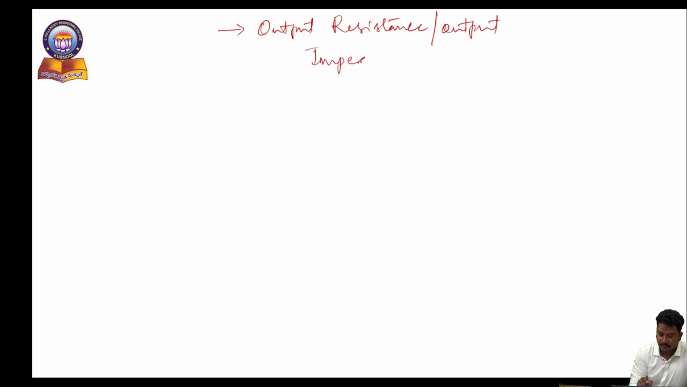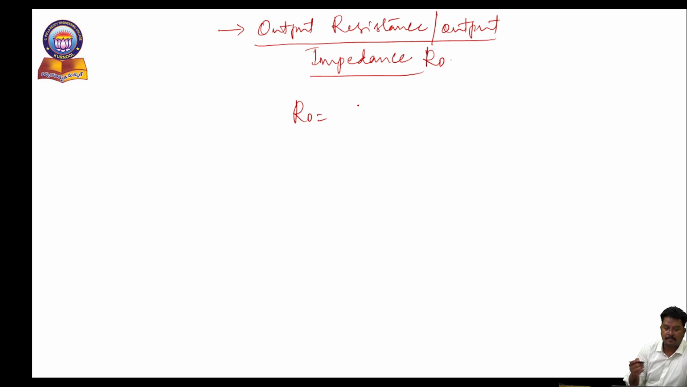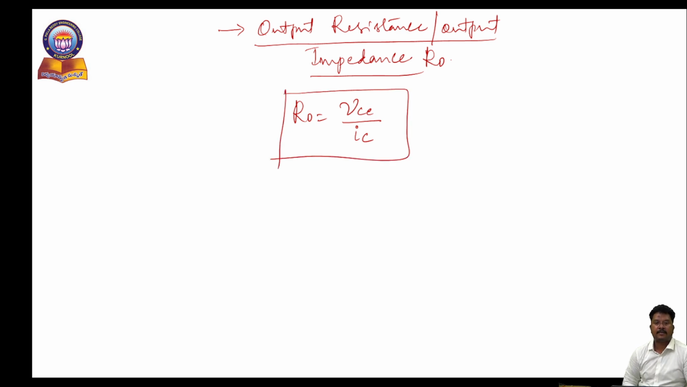The next parameter we will consider is output resistance or output impedance, which is defined as R naught. So R naught is nothing but output resistance. It is a ratio of output voltage by output current. Output voltage is VCE. Output current is IC. If you find the ratio between these two, obviously we can find out the output resistance.